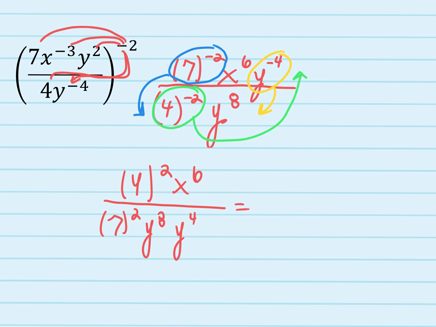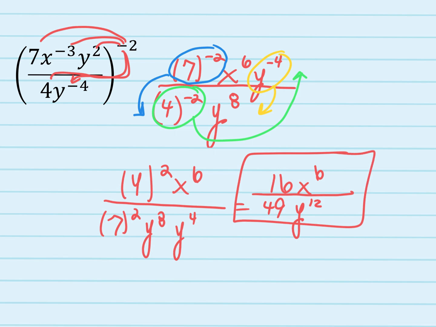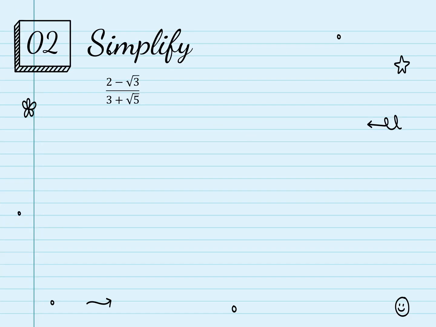And now we simplify. 4 squared, everybody, is 16. X to the 6th over 7 squared is 49. And then I have y to the 8th times y to the 4th. So same base, we're going to rewrite the base and add the exponents. 8 plus 4 is 12. Okay, moving on. Let's go to the next one.